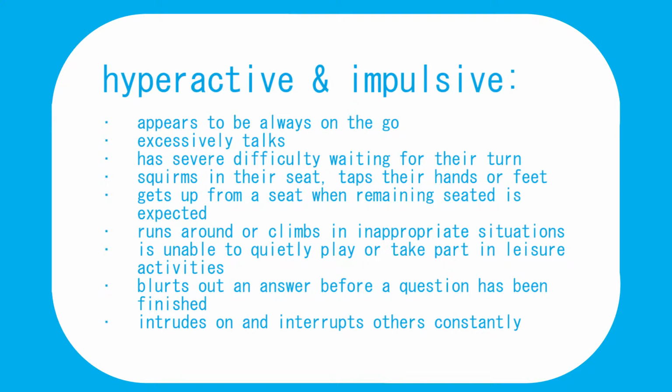Here are the symptoms for hyperactivity and impulsivity. So if your child appears to always be on the go, if they're excessively talking, or if they have severe difficulty waiting for their turn, if they're squirming in their seat or tapping their hands or feet or fidgeting, if they get up from a seat when remaining seated is expected, or if they run around or climb in inappropriate situations, if they're unable to quietly play or take part in leisure activities, if they blurt out an answer before a question has been finished, or if they intrude on and interrupt others constantly.